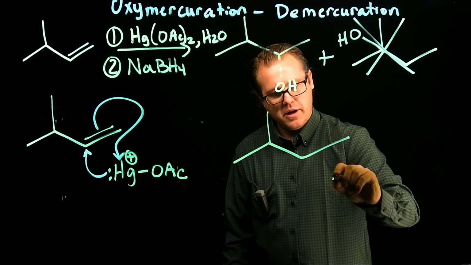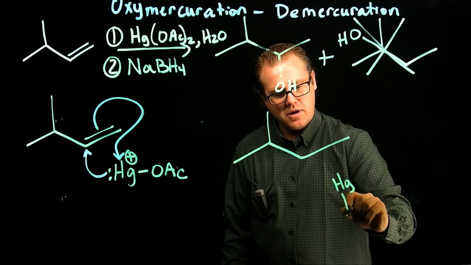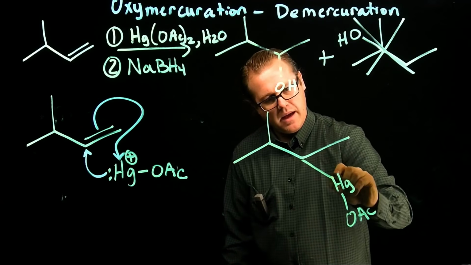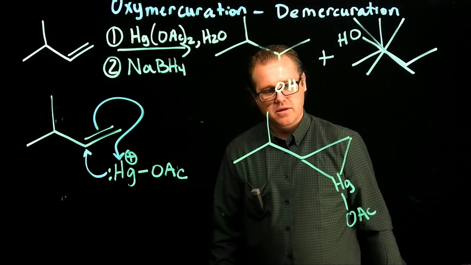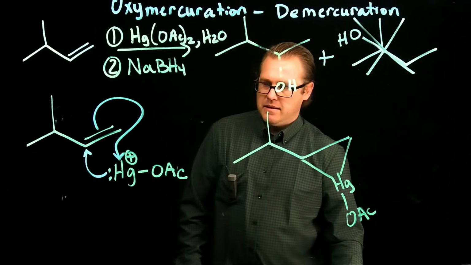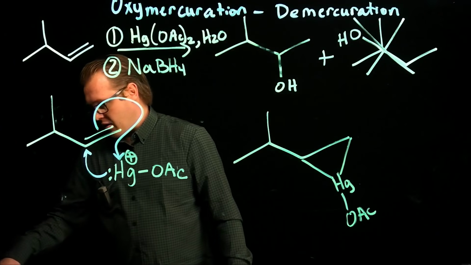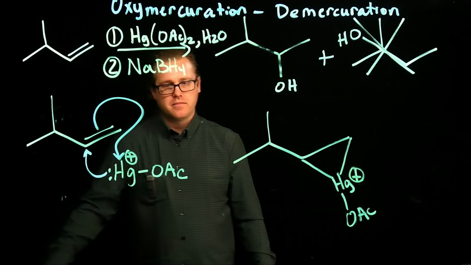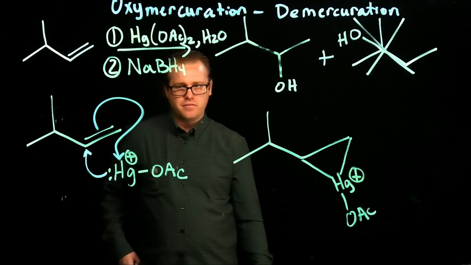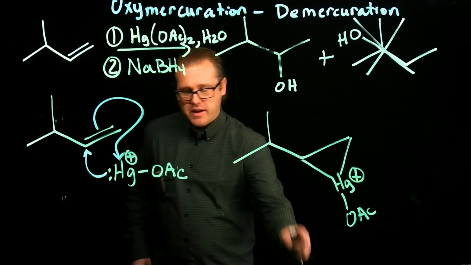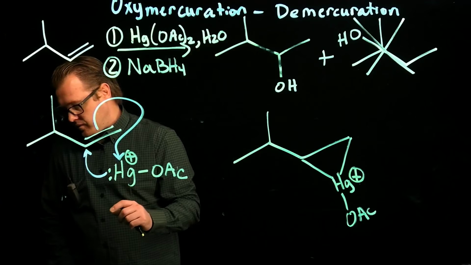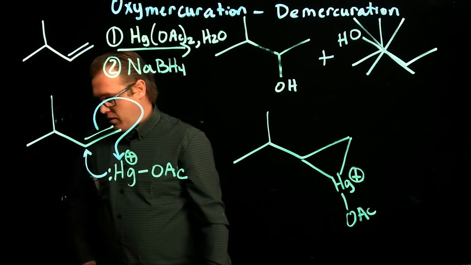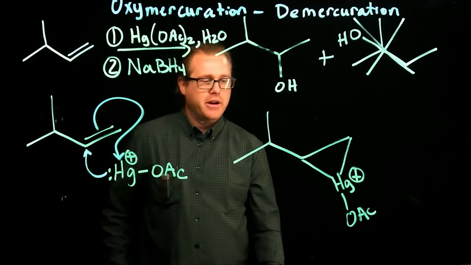So here's our mercury. I'll draw the O-acetate there. And then we have something that looks like that. Right? And so now our mercury is still going to be positively charged right there. So this species right here, we see that it's a three-membered ring. And we're going to call that the mercuric.